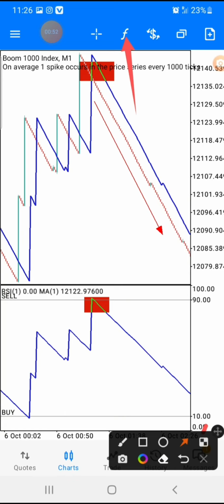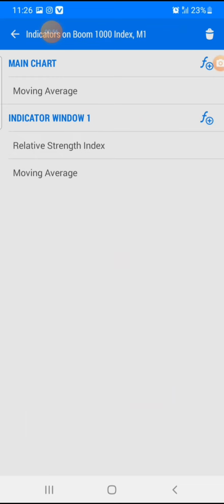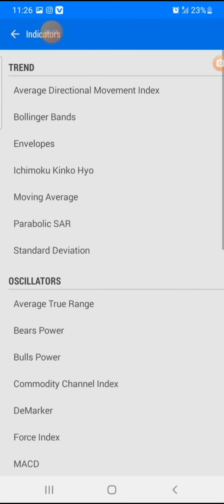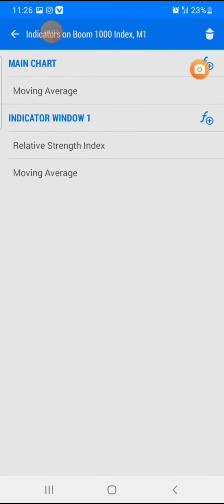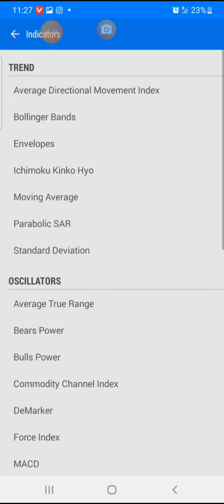Okay, we'll go here where there's this small F icon. We click it. Then I'm gonna delete everything. Let me delete everything. So once you are here, you have to come to this part. You click this F icon, click it.